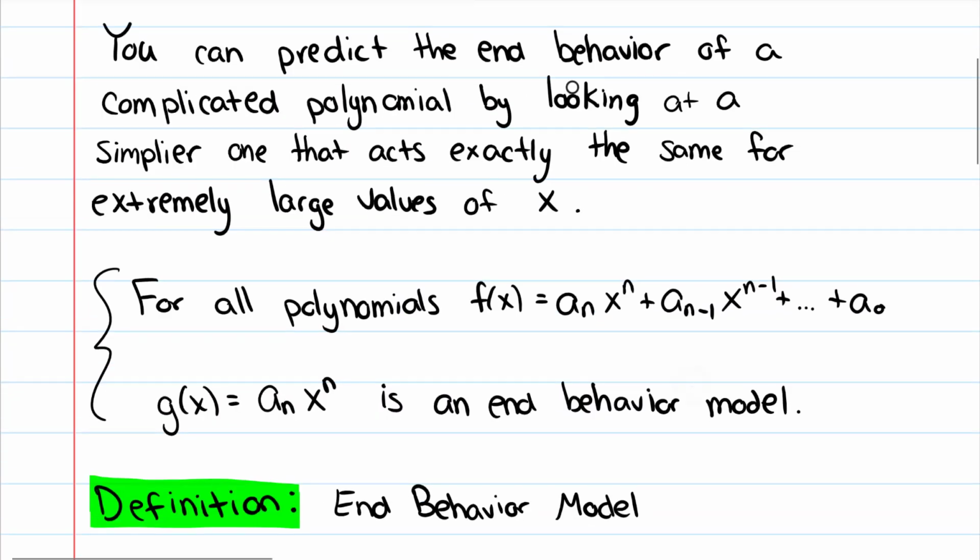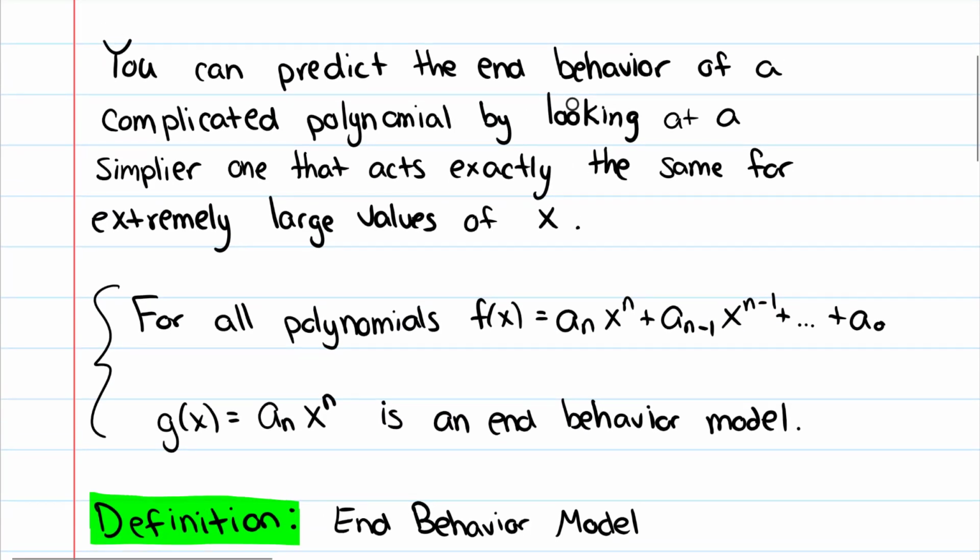An example of this is for all polynomials, where f of x is equal to the definition of a polynomial, which is a sub n x to the n plus a sub n minus 1 times x to the n minus 1 plus dot dot dot plus a naught, where a naught is a constant. We have that g of x is equal to a sub n x to the n as an end behavior model. And I'm going to show you exactly what I mean.